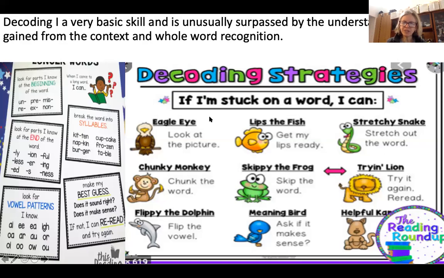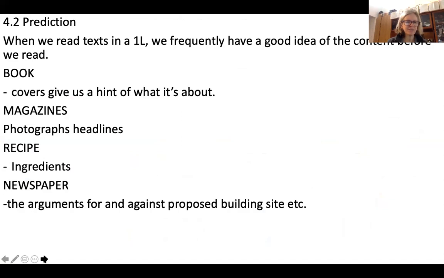Other ways to work out if you're stuck on a word is you look at it, de-chunk it, look at the vowel, say it slowly, ask if it makes sense in the sentence. Okay, different things you can do. And also you can look at the syllables, you can look at the vowel pattern, prefixes and suffixes.